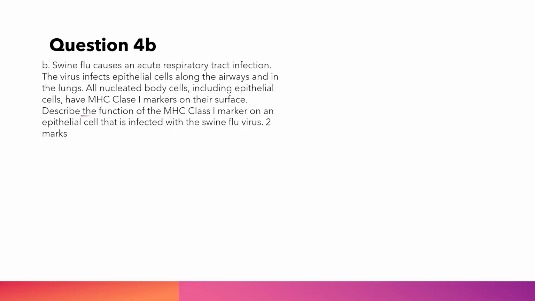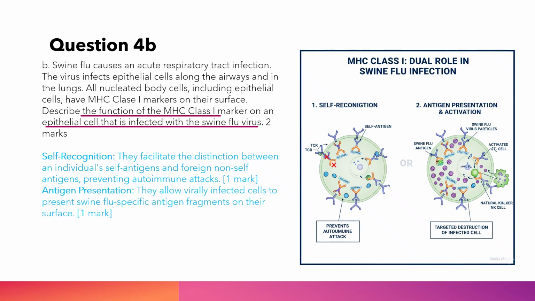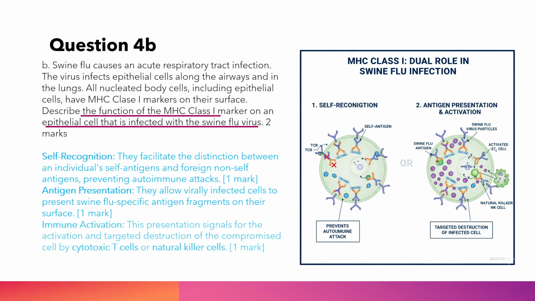MHC Class I markers serve a dual role in the immune response to the swine flu virus. Self-recognition: they facilitate the distinction between an individual's self-antigens and foreign non-self antigens, preventing autoimmune attacks. Antigen presentation: they allow virally infected cells to present swine flu-specific antigen fragments on their surface. Immune activation: this presentation signals for the activation and targeted destruction of the compromised cell by cytotoxic T cells or natural killer cells.